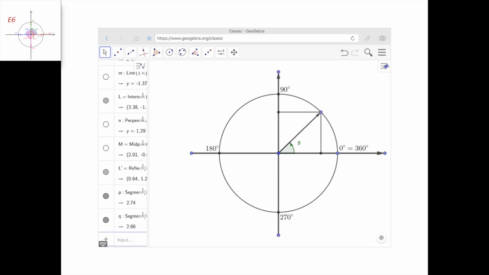On the unit circle, we can measure distances on the x and y axis, such that distances on this side are positive and this side are negative, and distances on this side are positive and on this side are negative. Also, we can measure angles. Each point here on the circle we can associate with some angle.